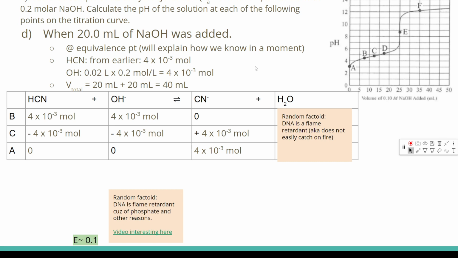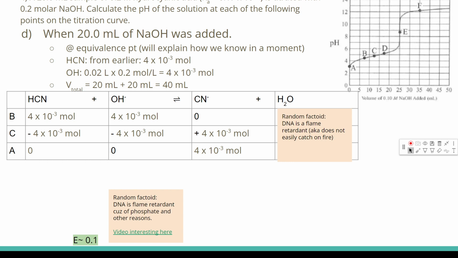And so I set up my BCA table like so, and notice that all of the HCN and OH are gone, at least in this calculation part currently. And that's when I know I'm at the equivalence point. The amount of weak acid initially equals the amount of strong base that was added. So those are the same. The amount of moles of the weak acid equaled the amount of moles of the strong base, and so the weak acid was completely neutralized. So now I have the conjugate base.